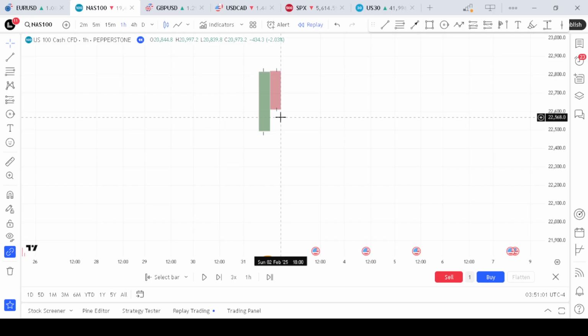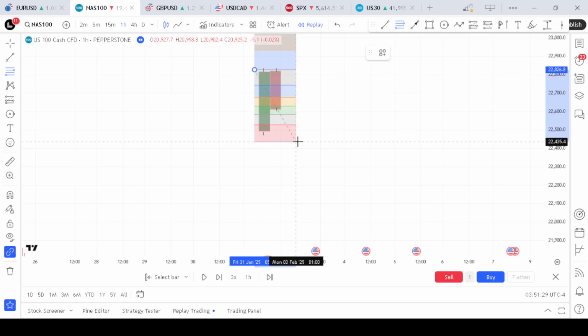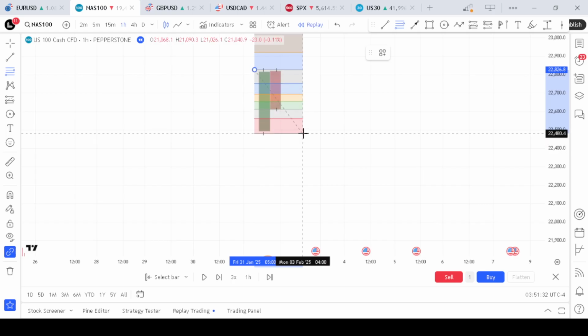The first criterion is to ensure the market is in an uptrend. The second one is the initial bullish candle must show significant size compared to the recent price action, while the third is the bearish candle must close below the midpoint of the first candle. Now as you can see, if this is the midpoint of the first candle, the second candle must close below the midpoint, below half of the first candle. This is the meaning of that.